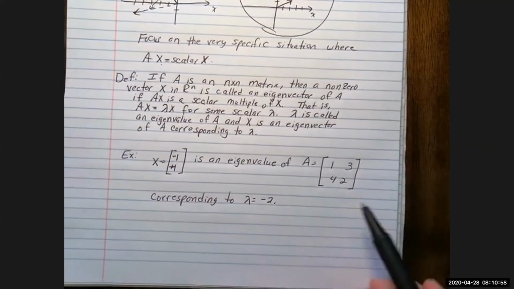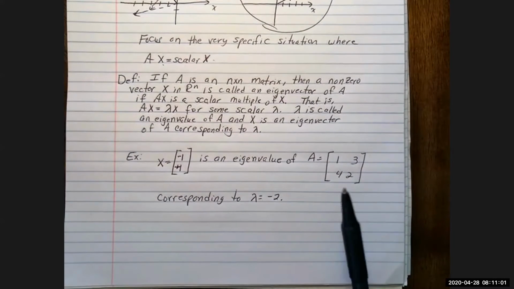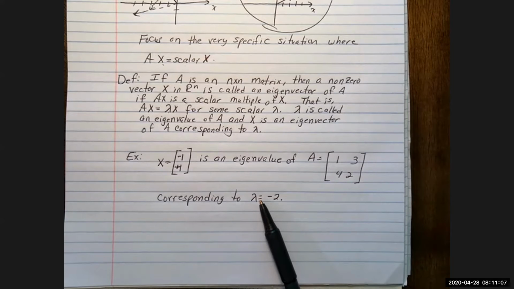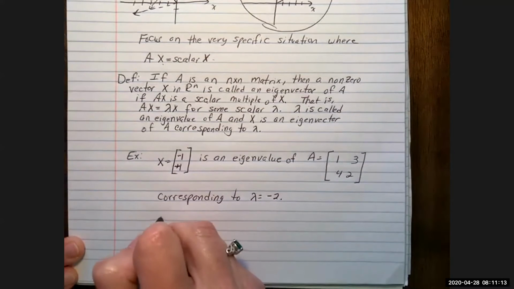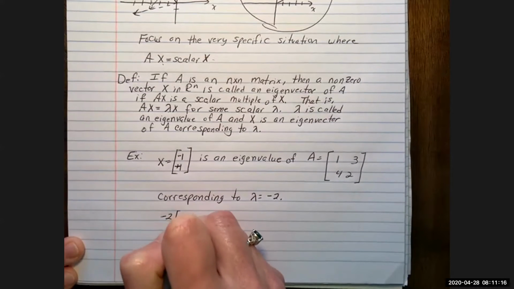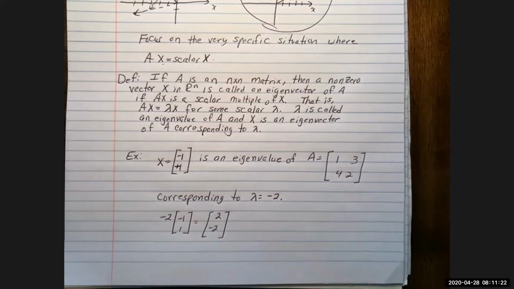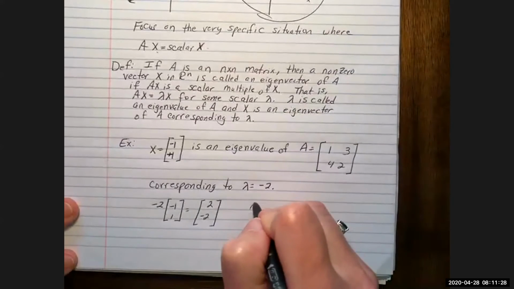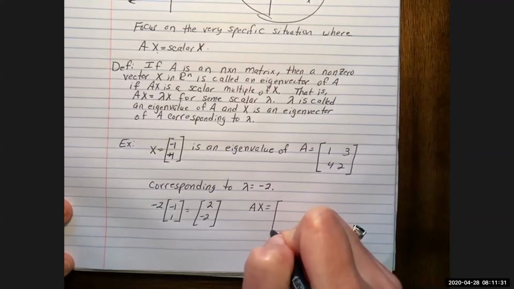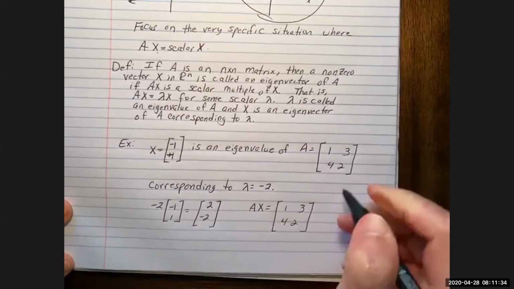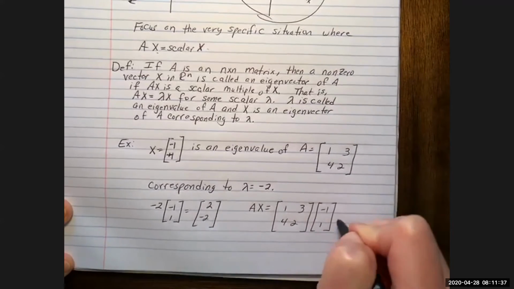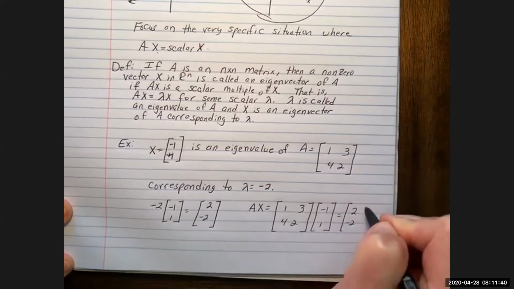Okay, so eventually we're going to develop a way to find the eigenvalues, but you're told that this matrix has an eigenvalue of lambda equals -2, and that corresponds to an eigenvector of -1, 1. That means if I take -2 times x, which we know is 2, -2, I should get the same thing if I take A times x. So I'm going to take A times x, which in this case would be 1, 3, 4, 2, times -1, 1, and you can verify that it is 2, -2.